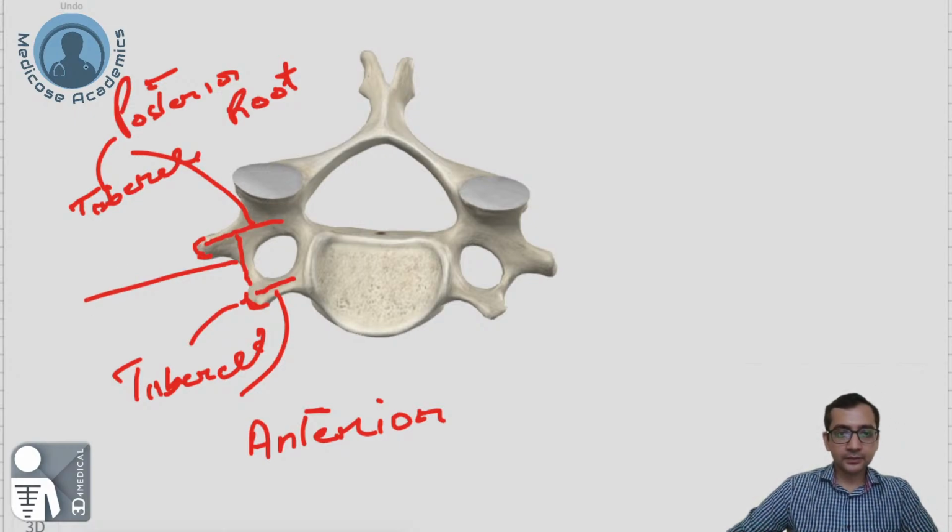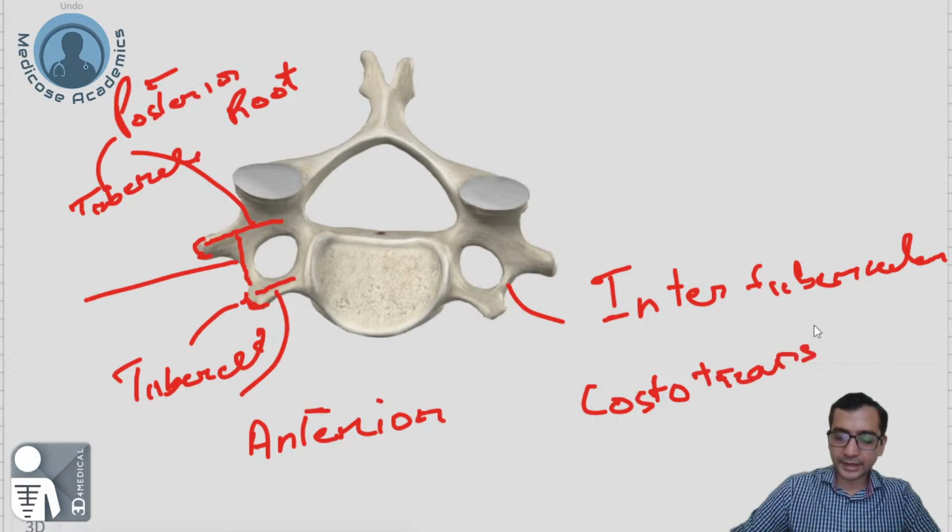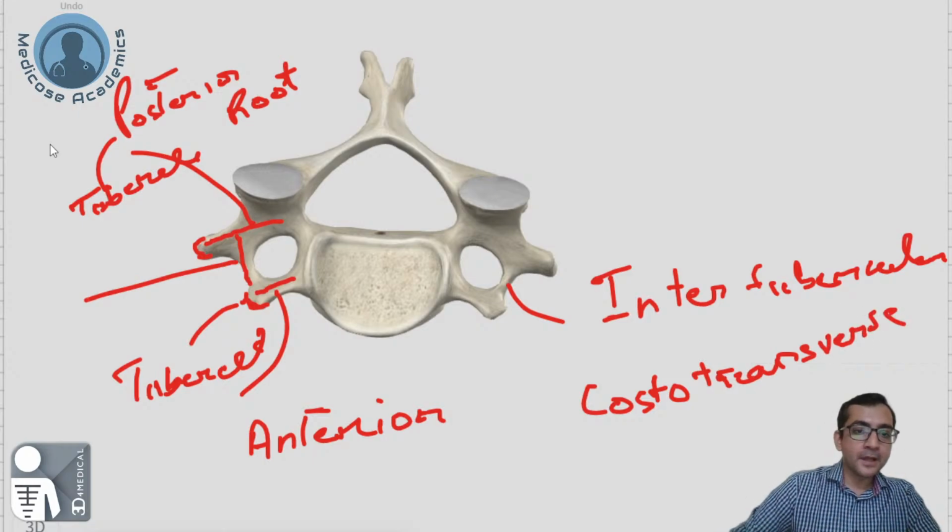And there is the middle one. The part joining the two is called the intertubercular lamina, because it is between the two tubercles, or costotransverse. Let me tell you why it is called costotransverse. And then we are left with this opening.